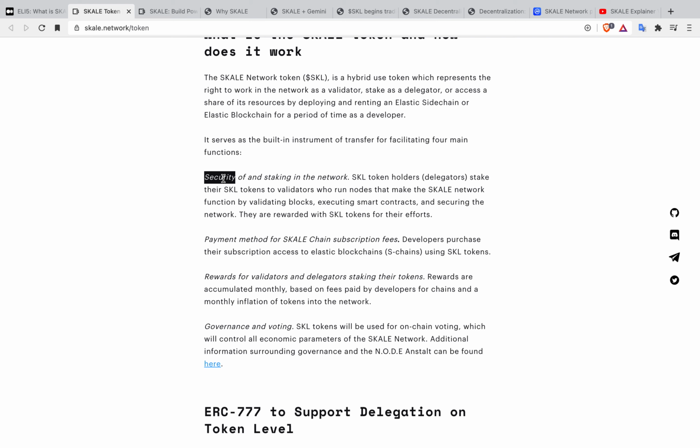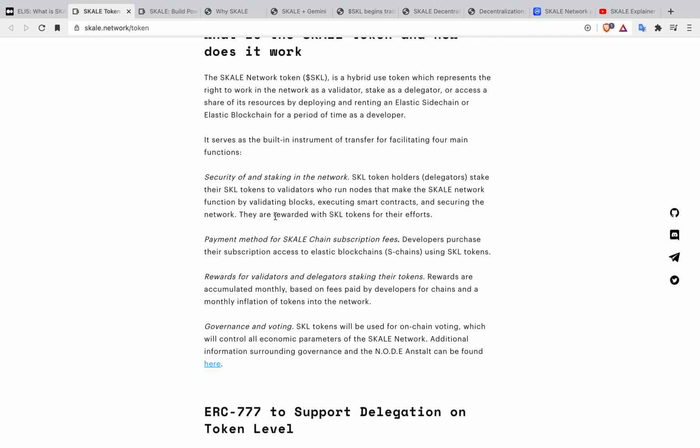One is security. That's a start. And security is a big thing in the world of cryptocurrency. The other thing that's a big thing in the world of cryptocurrency, obviously, is payments. And another thing is rewards, and obviously, last but not least, voting and governance, or governance and voting. We're going to talk about all of this, guys. So let's start with security.